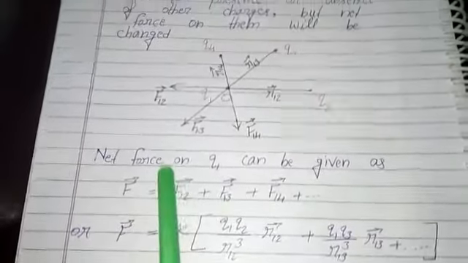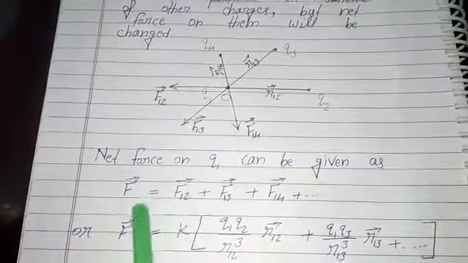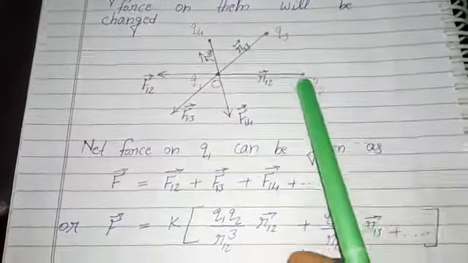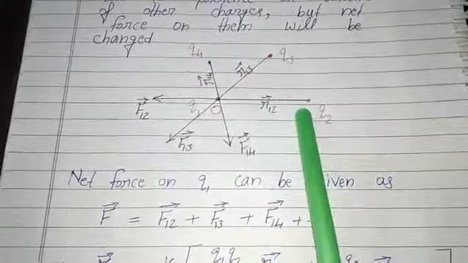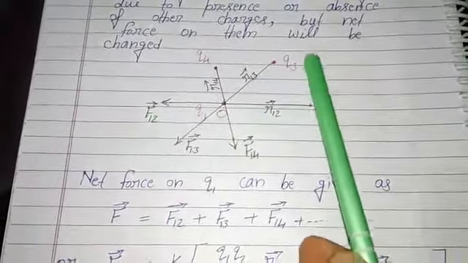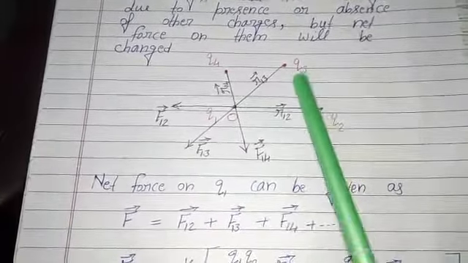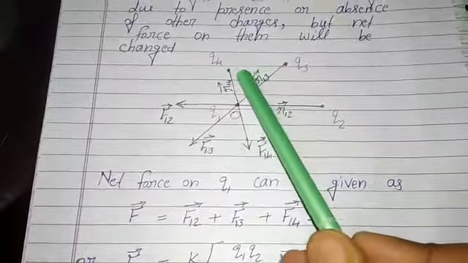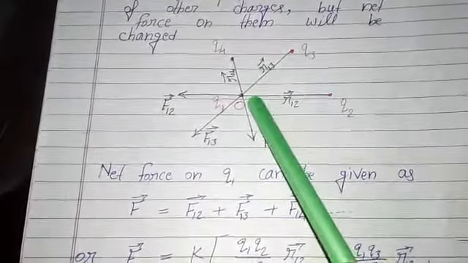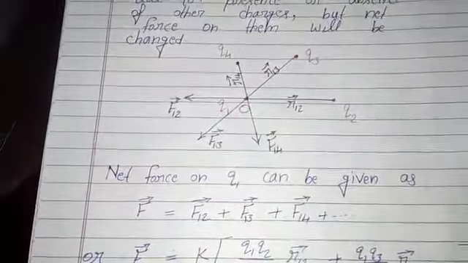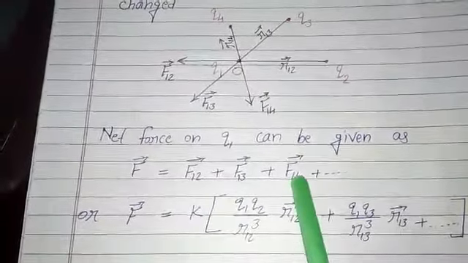Now we find the net force on Q1. Net force on Q1 is F equal to F12. F12 means force due to Q2 on Q1 charge. F13 is the force due to Q3 charge on Q1, and F14 is the force due to Q4 charge on Q1. Net force on Q1 can be obtained by adding them.